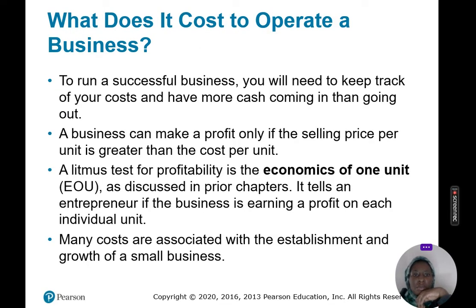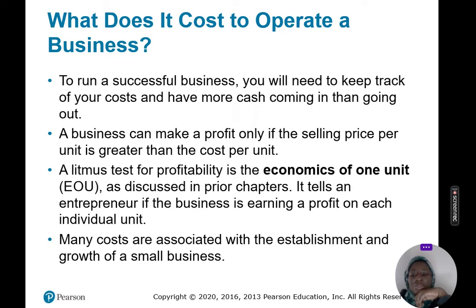When we want to start a business, after all the feasibility studies we've covered from chapter 1 to chapter 6, the next thing to look at is the cost to operate a business. Business cost has to be analyzed before the business is embarked on, because we don't want unexpected costs which we cannot cover. So to run a successful business, you need to keep track of all your costs and have more cash coming in than going out. That means your income should be greater than your expenditure.